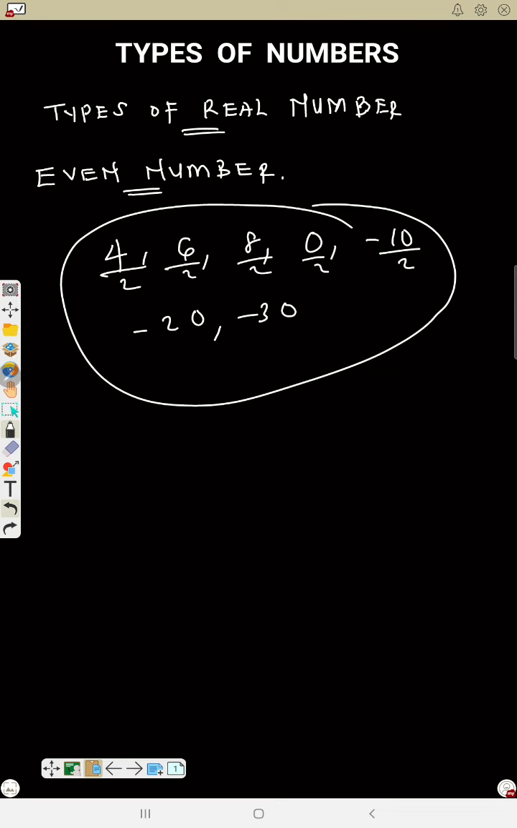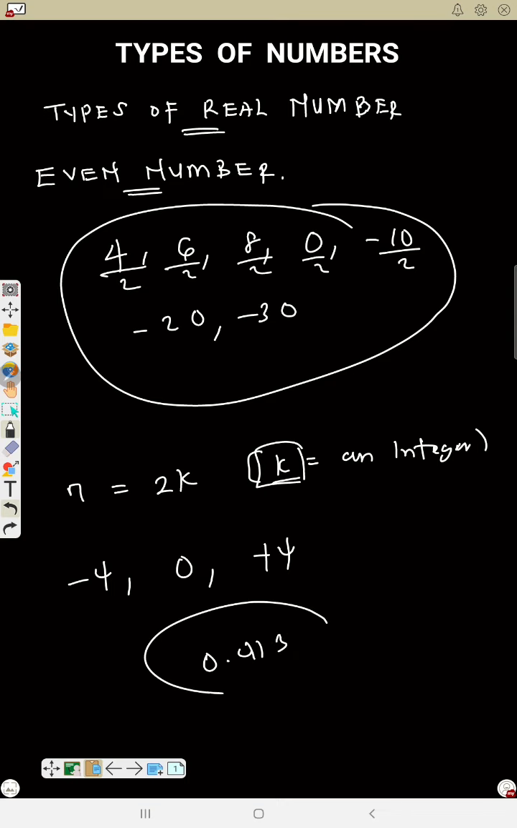An even number is an integer of the form 2k. If I want to represent an even number, I will represent it as 2k. I'm using k, so k can be any integer. K is an integer, meaning k can be any number that is an integer. For example, what do we say integer means? An integer can be a negative number, 0, or a positive number. If I have 0.413, this is not an integer because it's a decimal.